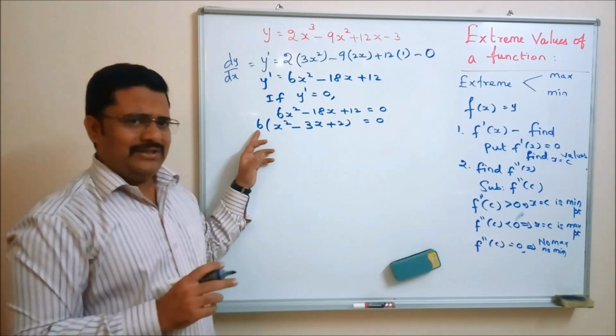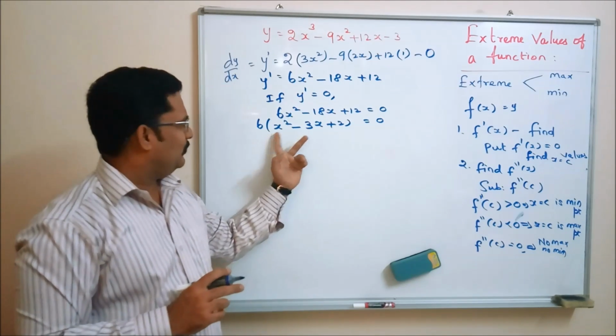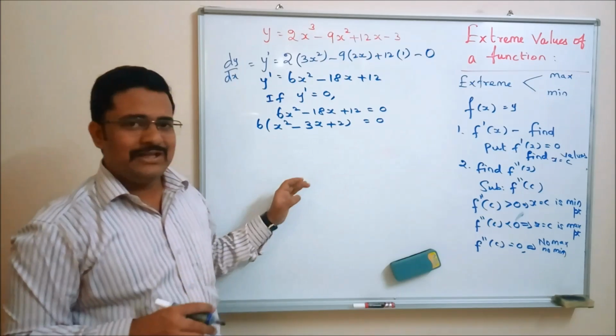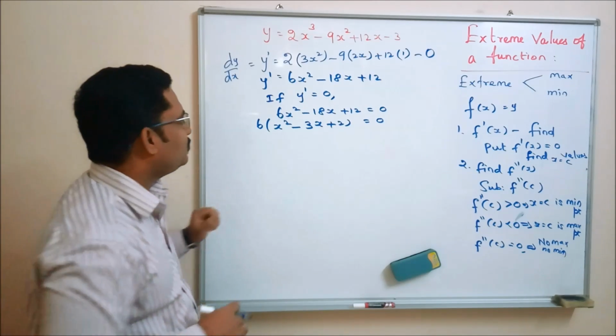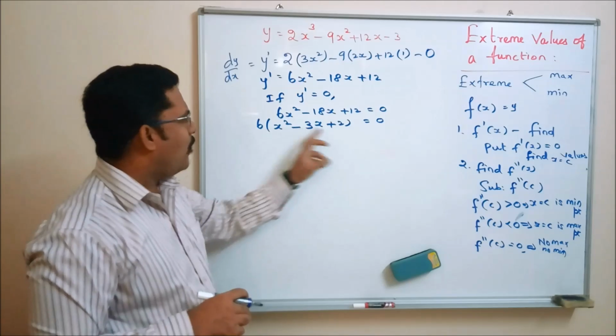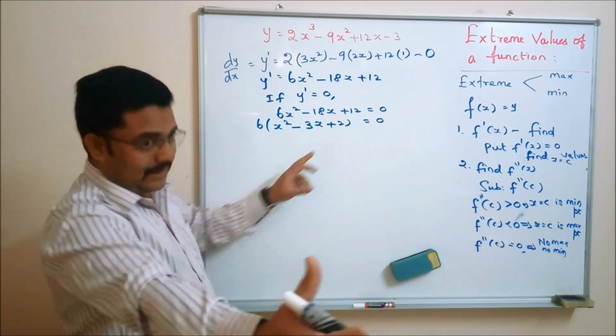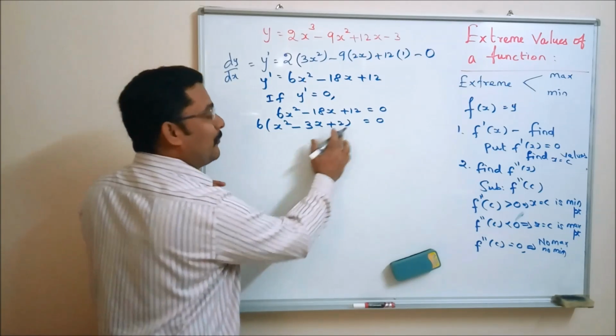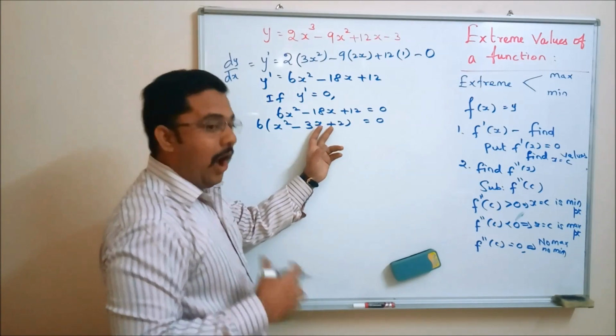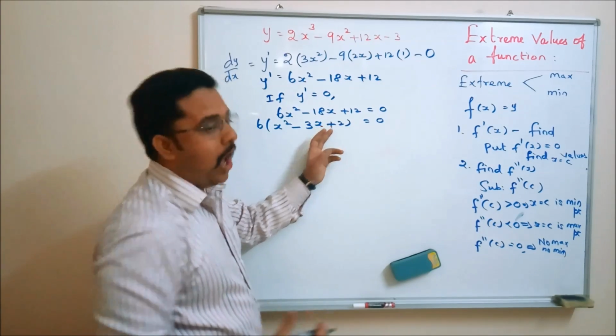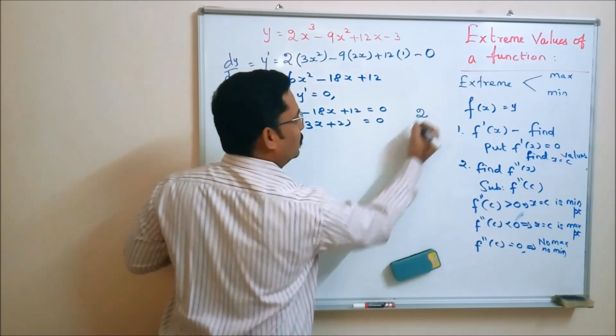Absolutely, this 6 cannot be equal to 0. So the value inside the bracket should be equal to 0. Okay, so how to solve this one, please? Yes, exactly. We have to split, we have to factorize this. How to factorize? Good. It is 2.